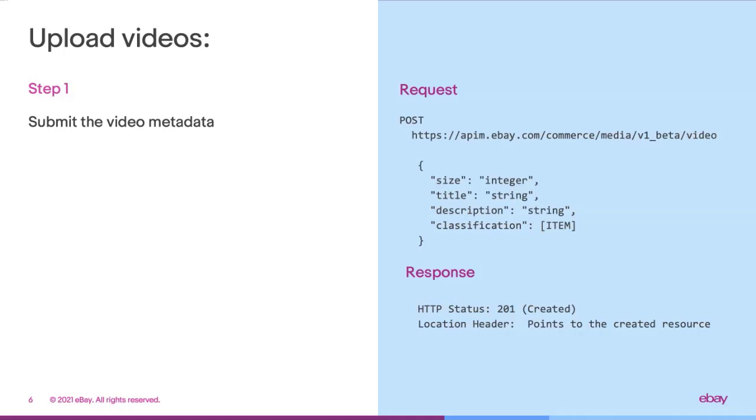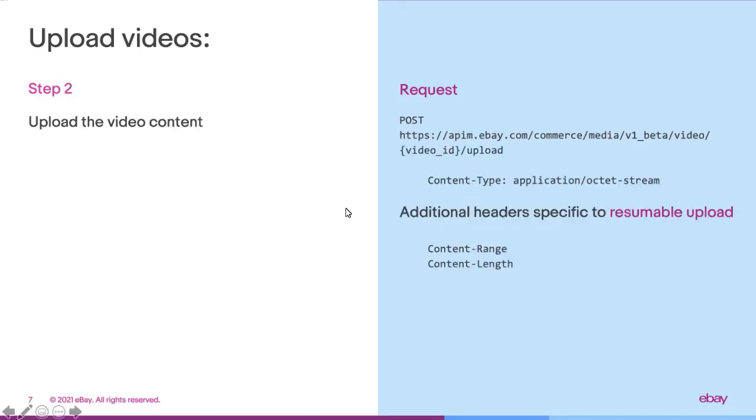Once you make this POST, this create call, we will return 201, which is the HTTP status for created, and then you'll have a location header that points to the created resource. This API requires the sell.inventory scope, which is an authorization code scope, so there will be user consent involved, but it is one of the existing scopes. The next step would be to upload the video against the video ID that you just got back from the POST in step one. That is as simple as the video ID and then upload.